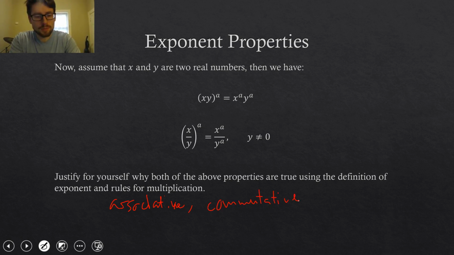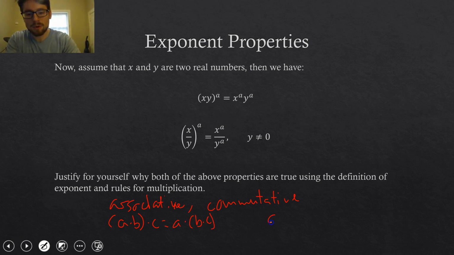The associative property is a times b times c equals a times b times c. It means that you can associate a product. You can do a times b first and then multiply the result by c, or you can do b times c first and multiply the result by a.